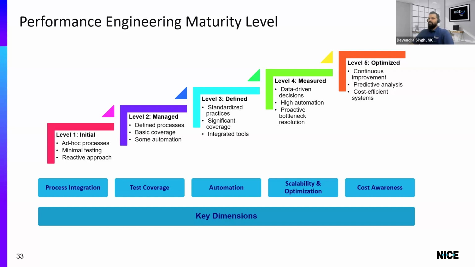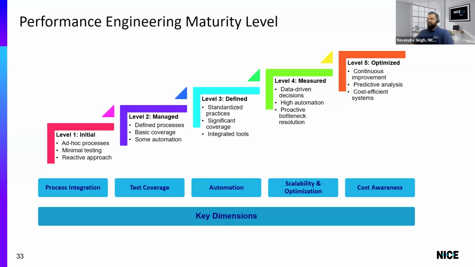The second one is managed. So here you have clearly defined your processes. Processes are repeatable. They are documented and teams have started following them. The basic coverage is there, like basic critical scenarios for performance, like login or authentication, they are in place, but still there are many gaps in the comprehensive coverage. Some automation is there, like instead of manually scaling the infrastructure, you have created some Jenkins job, but there is still room for improvement in terms of complete scaling or automated benchmarking runs or those things.